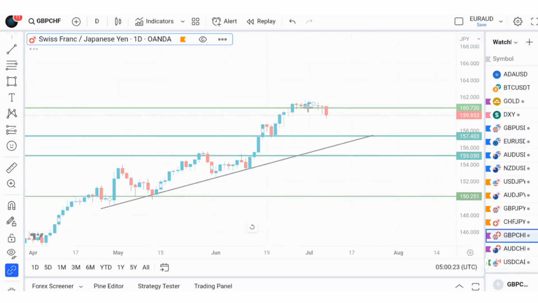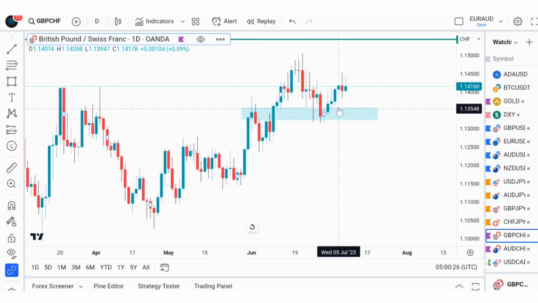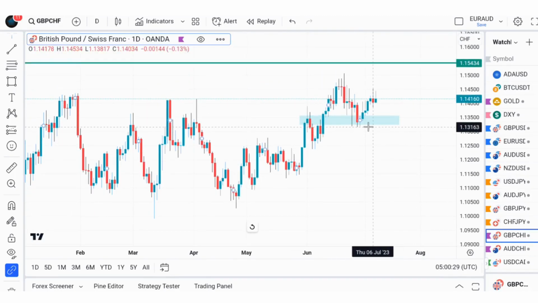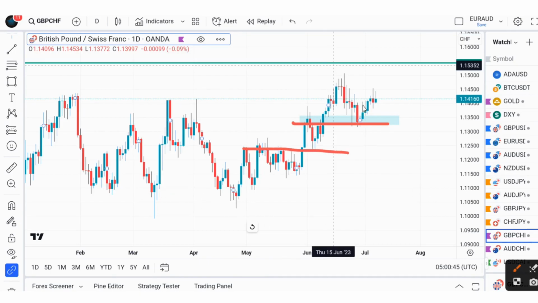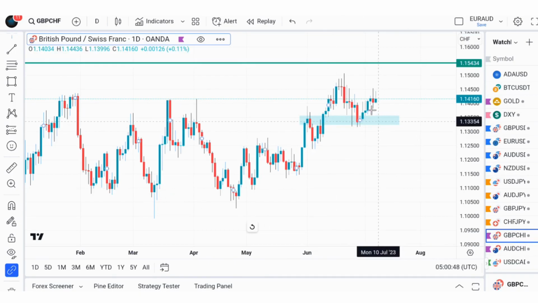Let's check pound CHF, and this is one of the analysis right here. So here we have a rejection, and then we have a rejection at this particular area too. We have a rejection here, we have a rejection here, and then what we are looking at is more move to the upside.